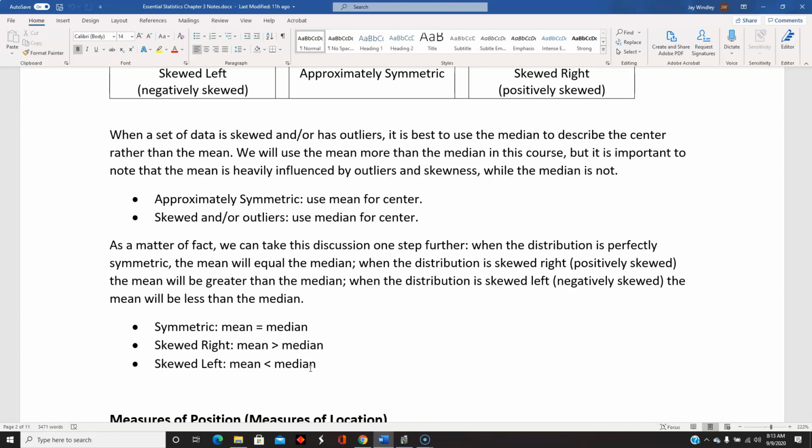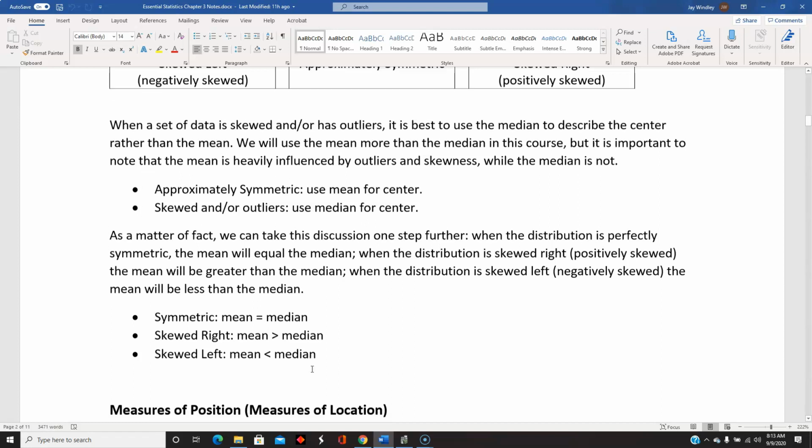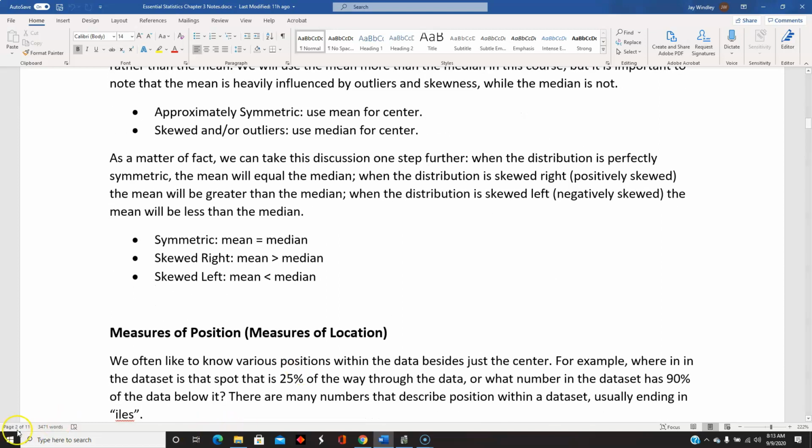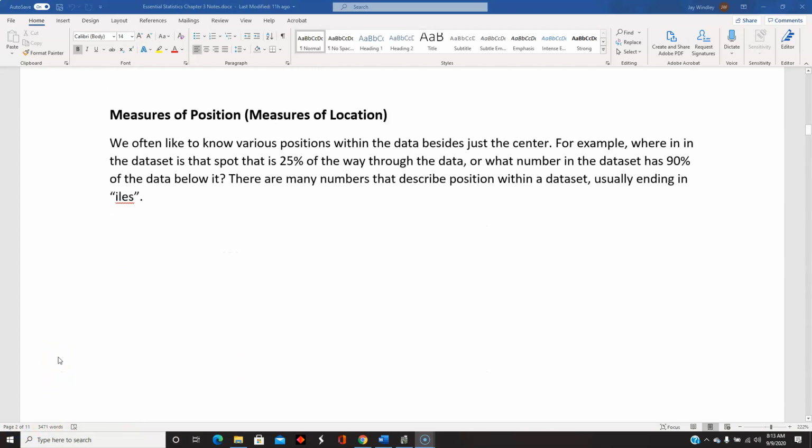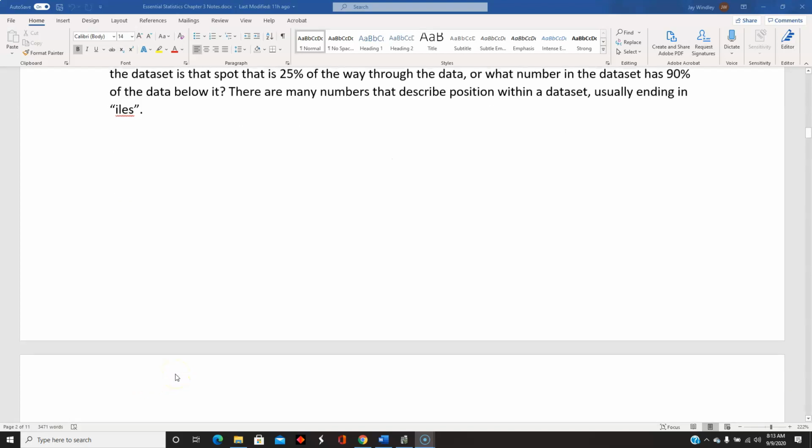The book also talks about the mode as a measure of center, but we're not going to talk about that. That's a little bit elementary schoolish. Now we're moving on to measures of position. So there are positions within the data that are nice to know about rather than just knowing where the center is. For example, it would be nice to know where the 90% mark is in the data. Like, where do you have to be in the data set to have 90% of the data less than that location?